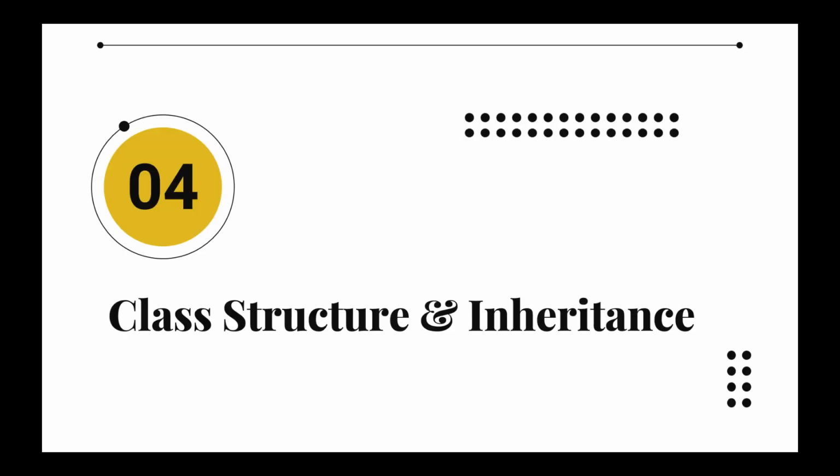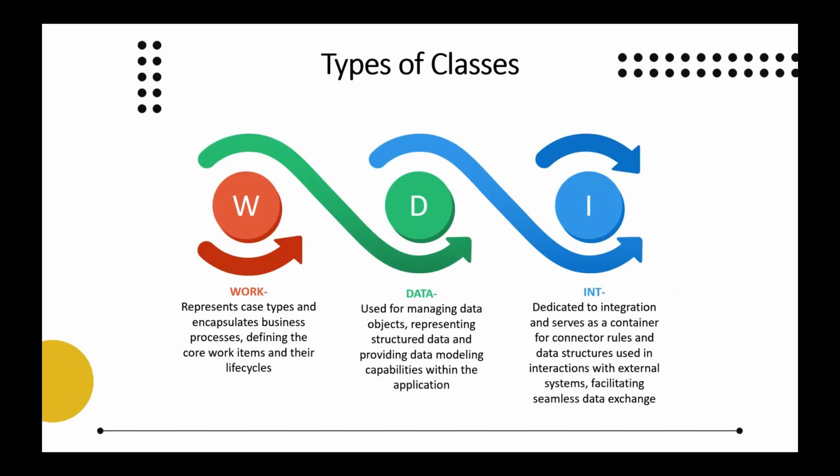Now let's move to an important concept, which is class structure and inheritance. Pega's class structure and inheritance concept simplifies data management. Classes form a hierarchy, with parent classes sharing attributes and behaviors. Subclasses inherit from parent classes, reducing redundancy. It's like building a family tree for data, ensuring consistency and efficiency.